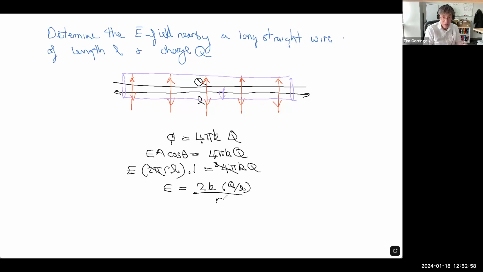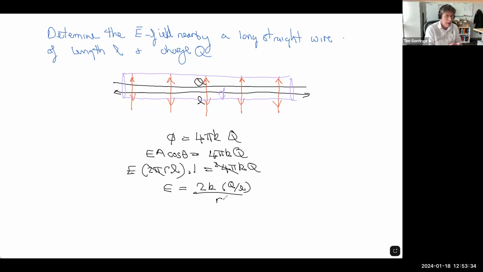So that is a solution to the problem of what is the electrical field nearby a long straight wire that's uniformly charged, has charge Q, has length L. It's given by E equals a constant, 2K, times the charge divided by the length of the wire, which is what we would call the linear charge density on the wire. It's the coulombs per meter on the wire. It depends on the wire, divided by your distance from the wire, this radial distance R.